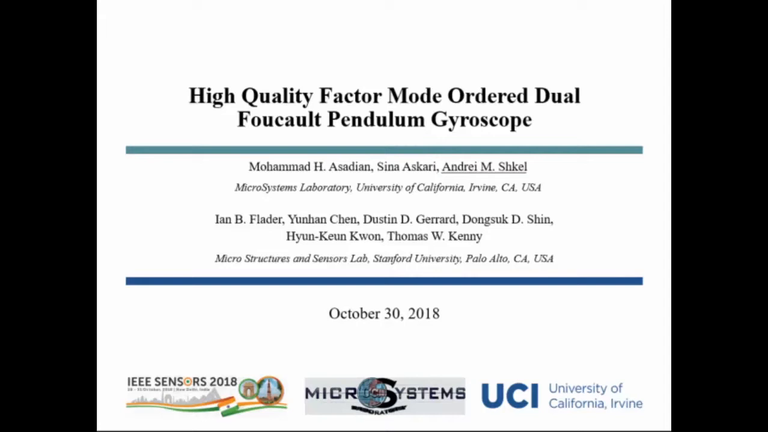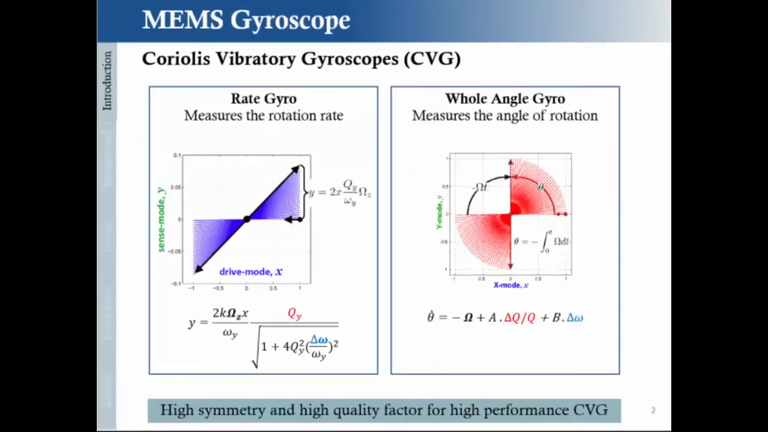This talk is about a design consideration which leads to an increase in the quality factor. I'm presenting it for my student Mohammad Asadian, and this is a collaborative effort within my group and Tom Kane's group at the Center. Pretty much any vibrating mass, if it's isotropic enough, can be turned into a gyroscope.